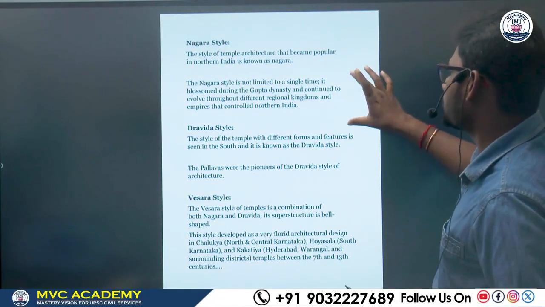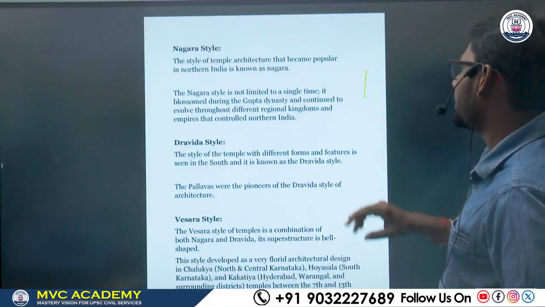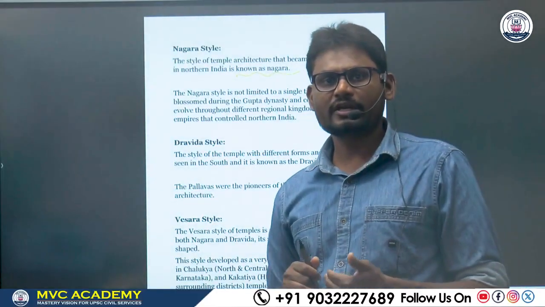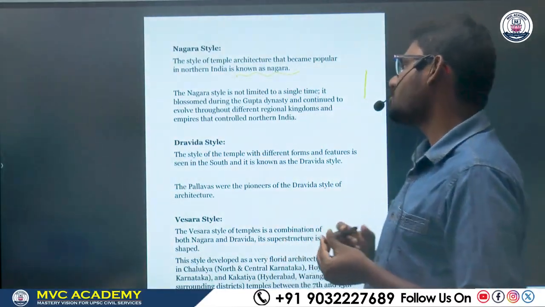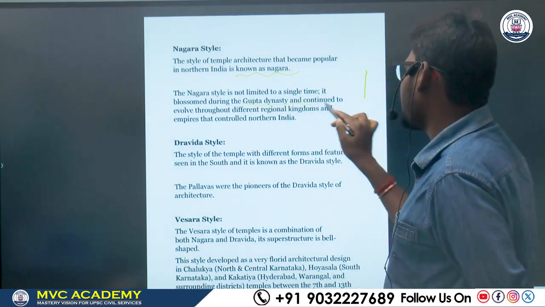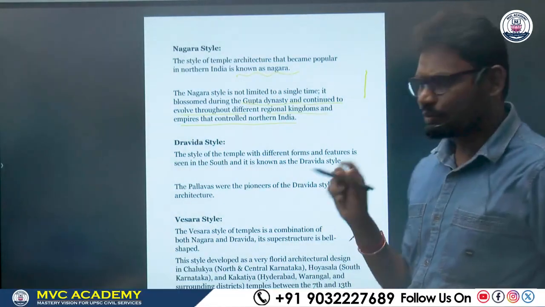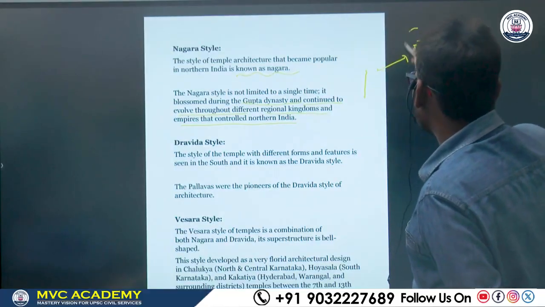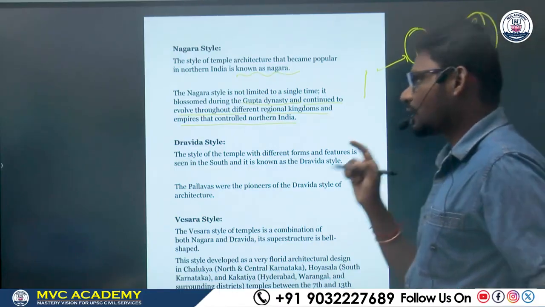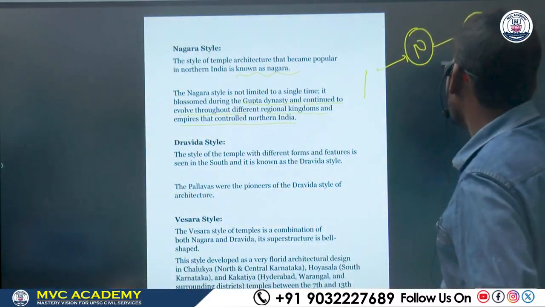Next, Nagara style. Let us discuss in detail. The style of temple architecture that became popular in northern India is known as Nagara. The Nagara style is not limited to a single time. It blossomed during the Gupta dynasty and continued to evolve throughout different regional kingdoms and empires that controlled northern India. Basically, the Nagara style reached its peak during the time of the Guptas, as it started and blossomed during their time. Later, it also continued further.